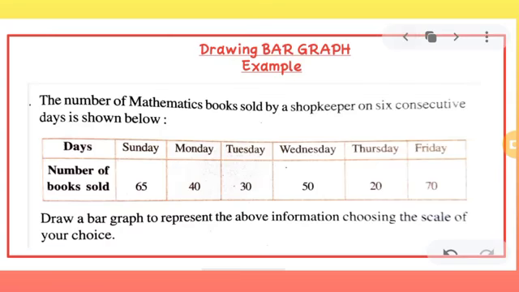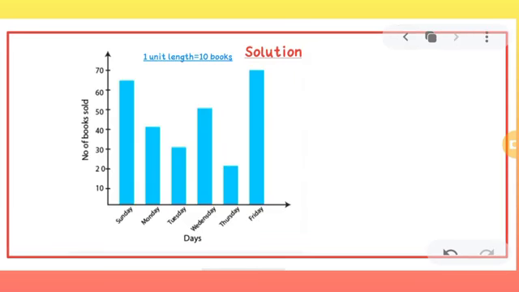Now, the first on Sunday, the sale was of 65 books. So for Sunday, we will make a bar. Here I have colored it, but it's not necessary. You can color it also, and you can leave it a simple rectangle box also. So for Sunday, the bar is 65. Between 60 and 70, we will make a rectangle box, 65.